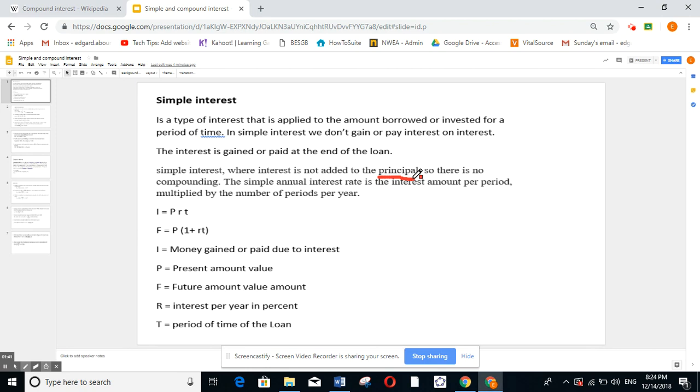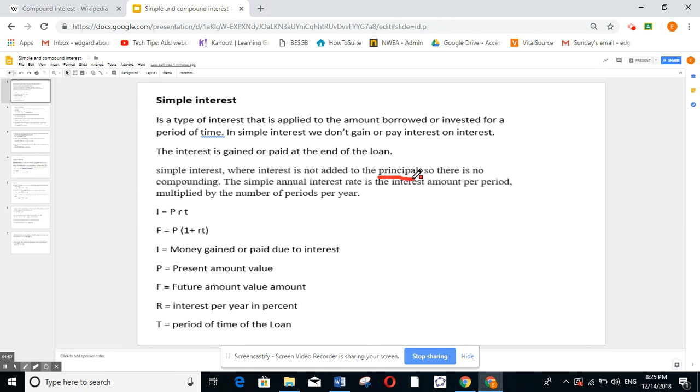So I don't advise anybody to use the simple interest. This is a way we use most often for a short period of time, because it's not good for us to use it for a long period of time, because we don't have interest on interest.